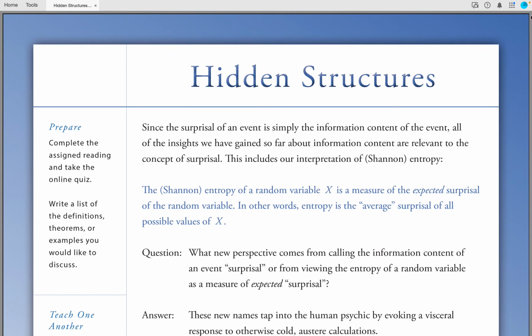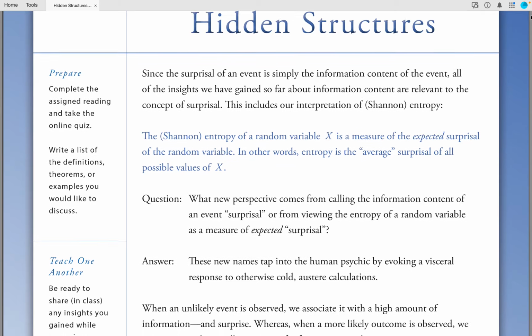Since the surprisal of an event is simply the information content of the event, all of the insights we have gained so far about information content are relevant to the concept of surprisal. This includes our interpretation of Shannon entropy. Recall, the Shannon entropy of a random variable x is a measure of the expected surprisal of the random variable. In other words, entropy is the average surprisal of all possible values of x. Question: what new perspective comes from calling the information content of an event surprisal, or from viewing the entropy of a random variable as a measure of expected surprisal?